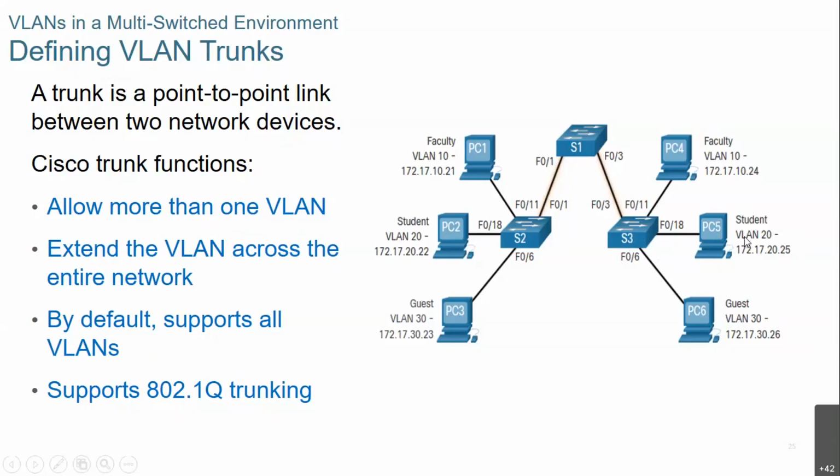Okay, so Cisco trunk functions include, it will allow more than one VLAN, meaning here in the trunk, more than one VLAN can travel on it. It extends the VLAN across the entire network. So if you have extra switches over there, you can have VLANs over there as well. By default, it supports all VLANs, but you can set it to not allow certain VLANs to cross it. For example, if I set here and say it only allows VLAN 20 and 30, packets from VLAN 10 cannot cross here. But by default, it supports all VLANs.